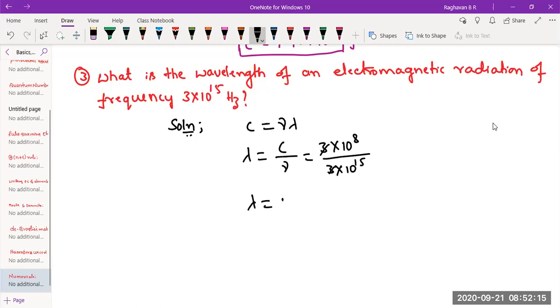Let me write once, into 10 raised to minus 15, so it would be equal to 10 raised to minus 7. You can write 1 into 10 raised to minus 7, no problem. What is the unit now of lambda? Meter. It is so many meters. Let me know when it is finished.